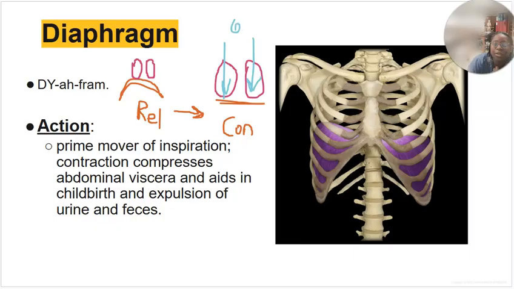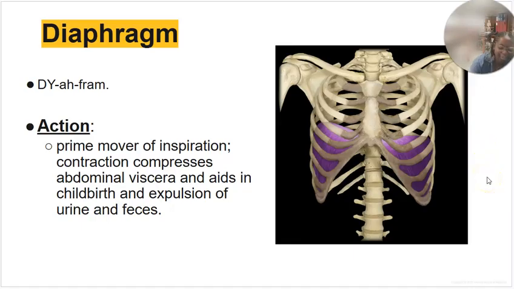So here we see the relaxed diaphragm is that dome shape. It's going to push against the lungs and prevent oxygen from entering, versus contracted, which is going to allow for expanded lungs and all that really cool stuff. So that's why it's the prime mover of inspiration. And here we see what contraction does to the rest of the body. It helps with compressing the abdominal viscera, and viscera just means organs, as well as with childbirth and with expulsion of urine and feces. What a multi-purpose muscle.